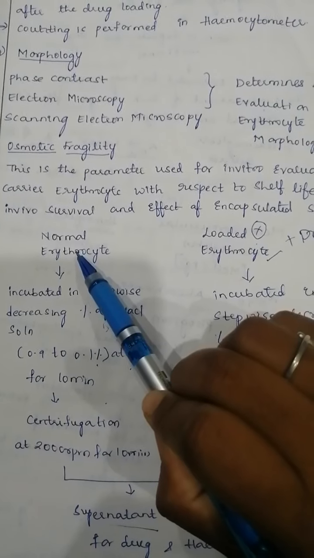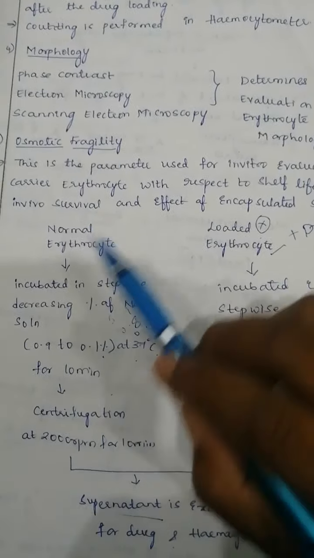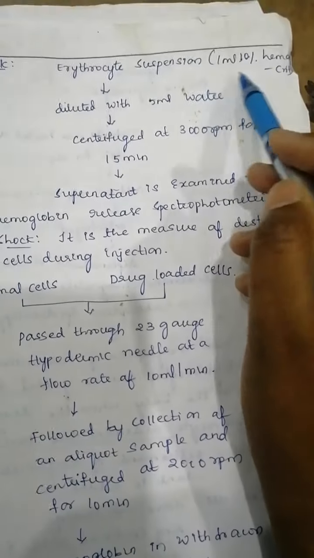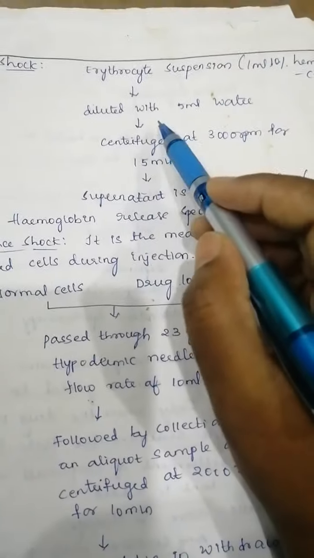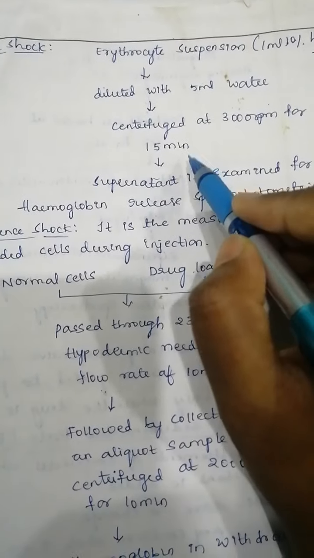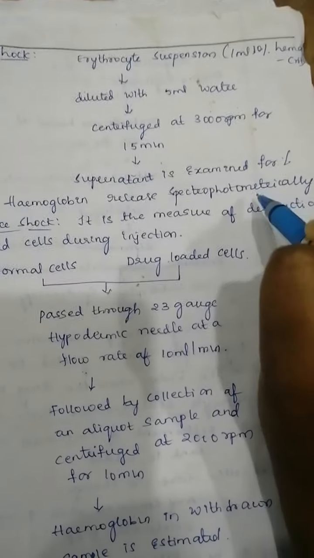But a normal erythrocyte gets ruptured when you keep it in an osmotic solution and it will be affected with time. Okay, next one is osmotic shock. Osmotic shock is nothing but we are going to take an erythrocyte suspension with a hematocrit value of 10% and dilute it with 5 ml of water and centrifuge at 3000 rpm for 15 minutes. Then your supernatant is examined for percentage hemoglobin release by spectrophotometer, that is, by using UV also you can determine that.